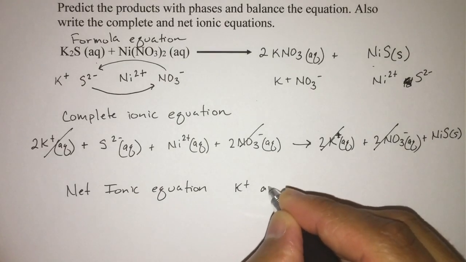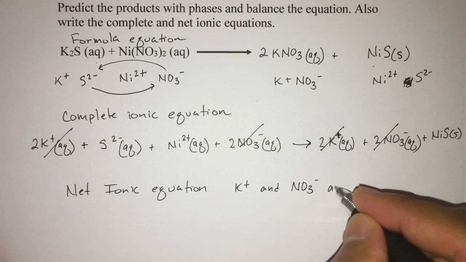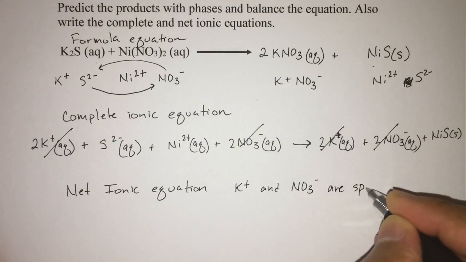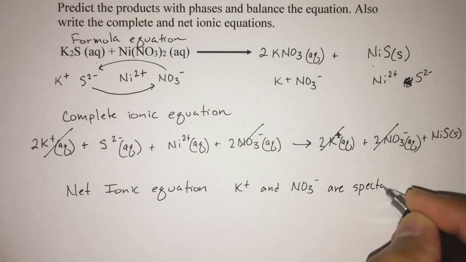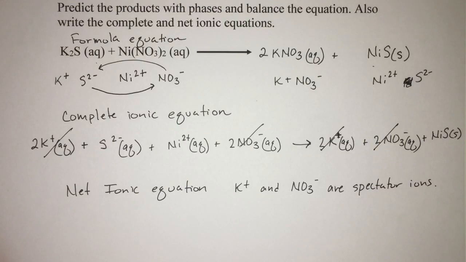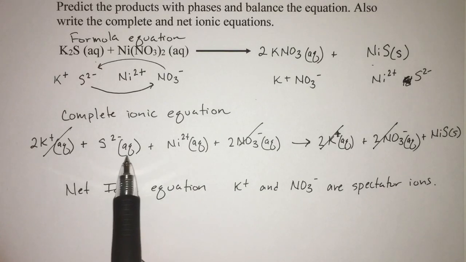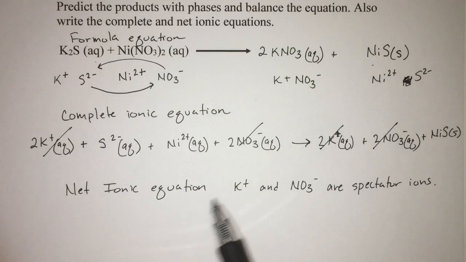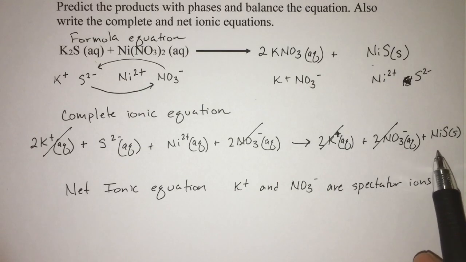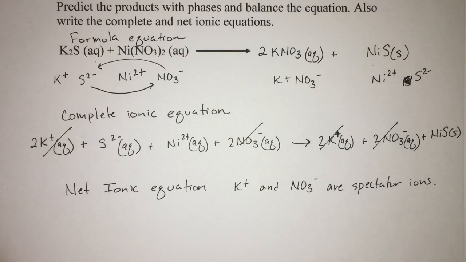K plus and nitrate are spectator ions. They don't do anything. Now, look at the nickel and the sulfide. Nickel and sulfide are ions in solution to begin with, but at the end, they form a complex. They're not aqueous anymore. There's nothing to cancel here.